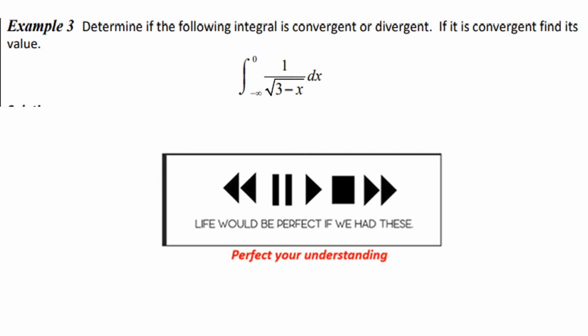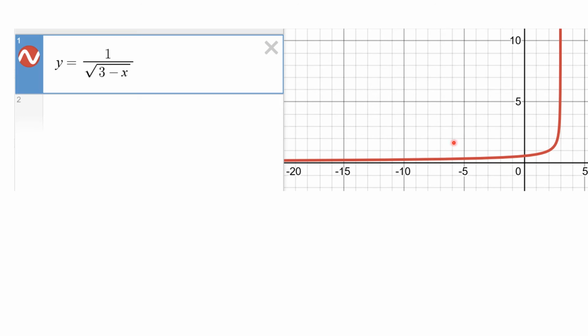Here is a problem called number 3. You want to determine if this integral is convergent or divergent, and if convergent, find its value. It's the integral from minus infinity this time up to 0 of 1 over the square root of 3 minus x dx. You know what to do. Let's see how you did. This is what the graph is, and you can't really tell from the graph what's happening.